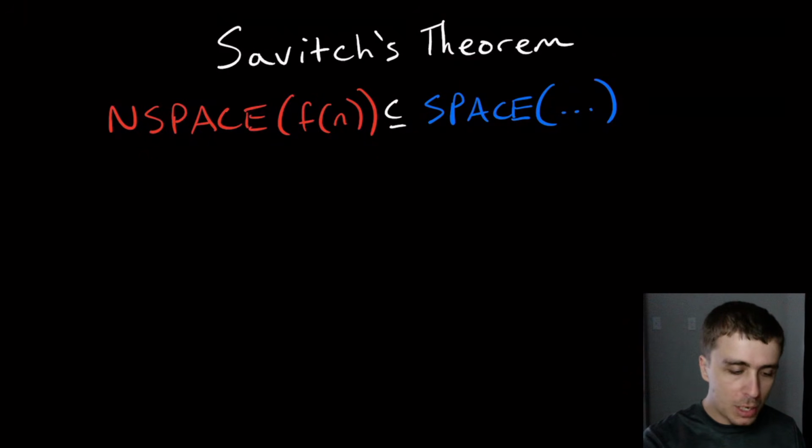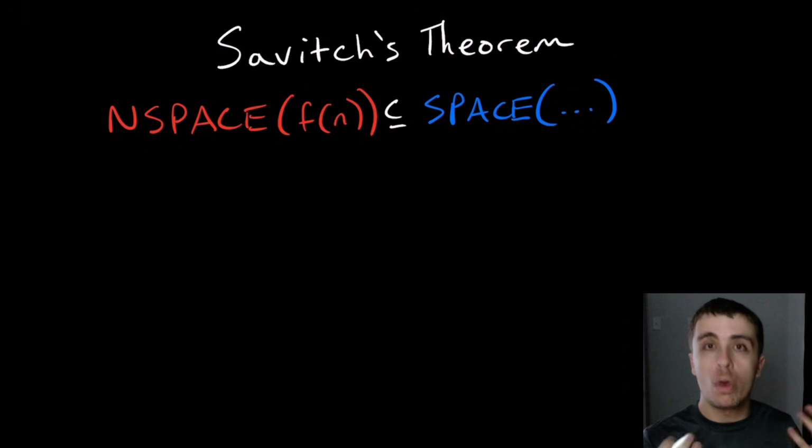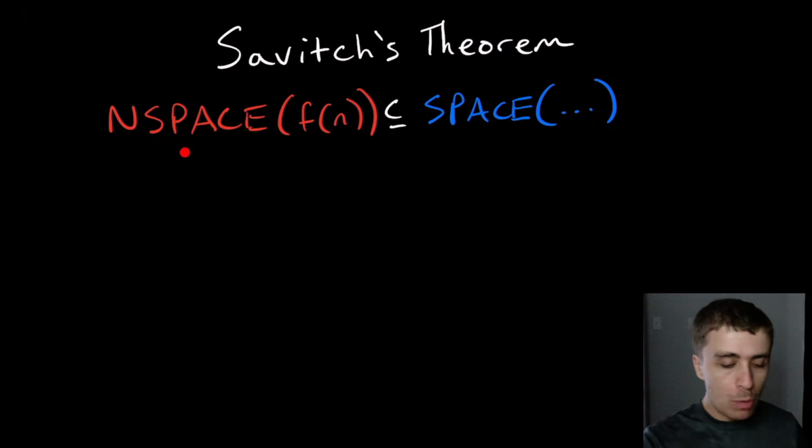Hi, so I want to talk about Savitch's theorem, which is one of the great achievements in theoretical computer science and complexity theory. The idea behind Savitch's theorem is we want to relate non-deterministic space running in f of n space, and see whether we can deterministically simulate this non-deterministic thing in some amount of space that's as close to f of n as possible.